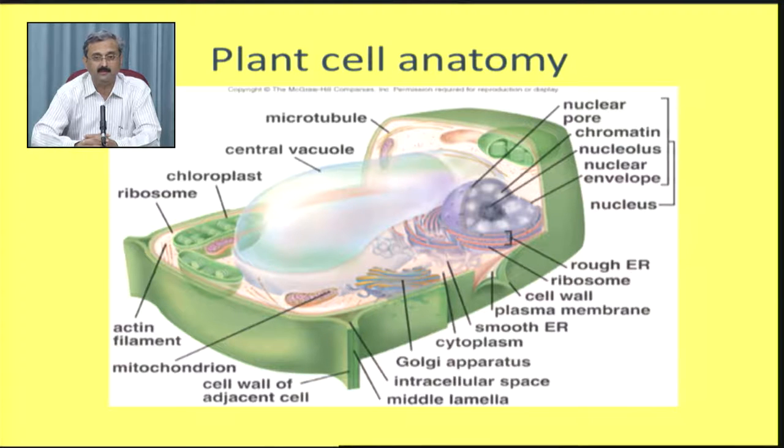Along with the plasma membrane, we are observing the cytoplasm and the Golgi apparatus. There is a middle lamella, intercellular spaces, the cell wall of adjacent cells, mitochondrion, actin filament, ribosomes, chloroplast, the central vacuole, which is important in the plant cell, as well as the microtubules.